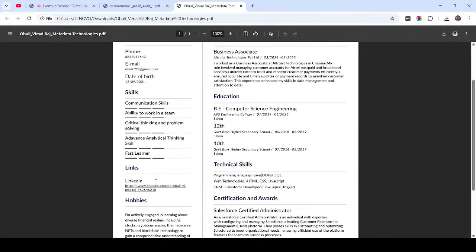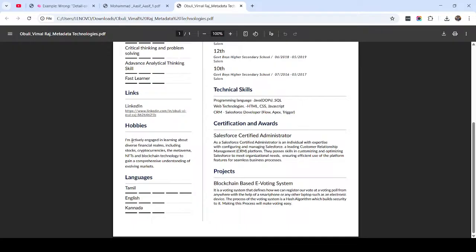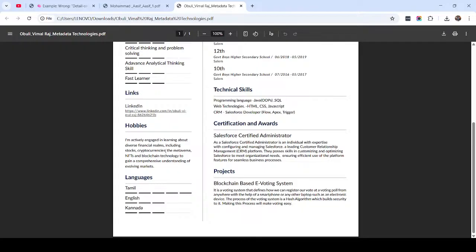LinkedIn, you have already mentioned. Try to mention the Trailhead link also. Hobbies, okay. You have mentioned a versatile profile. Here it is administrator, then here you have done BA, here it is blockchain, metaverse, cryptocurrency, stock. Try to be specific about what you are aiming for.